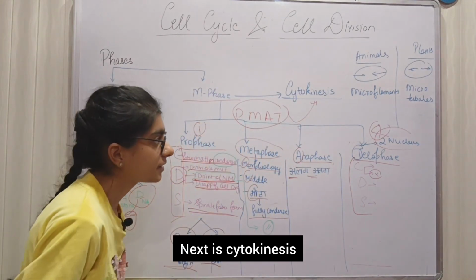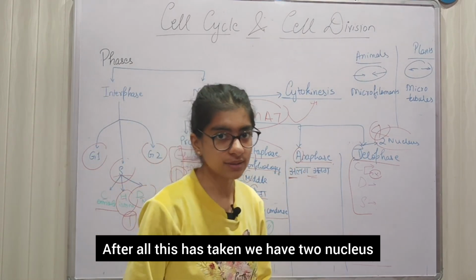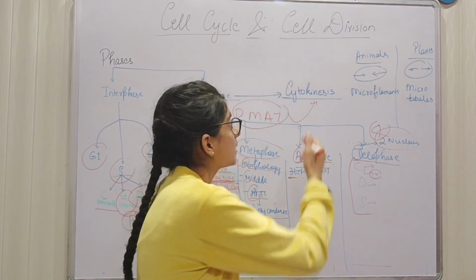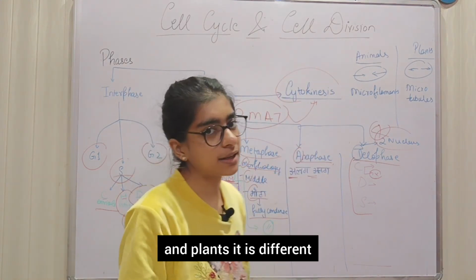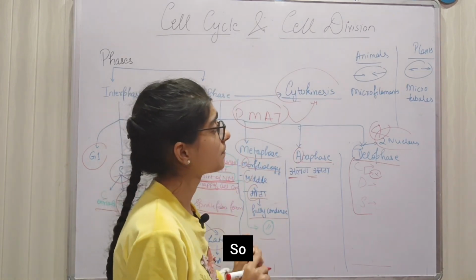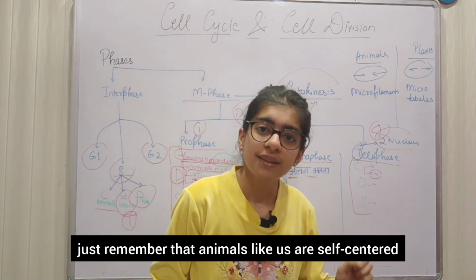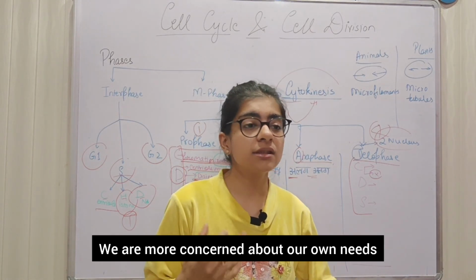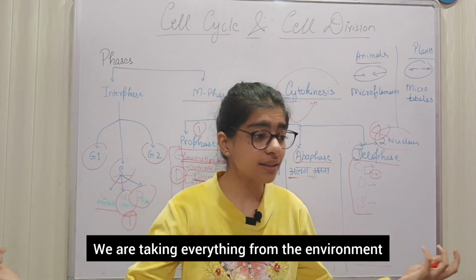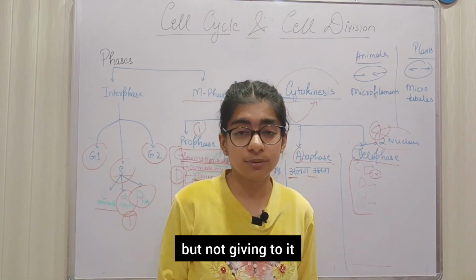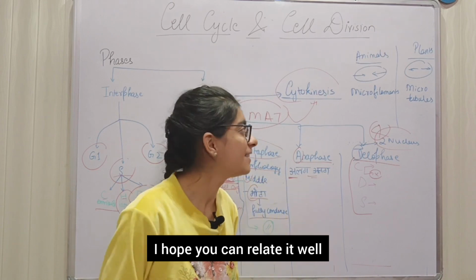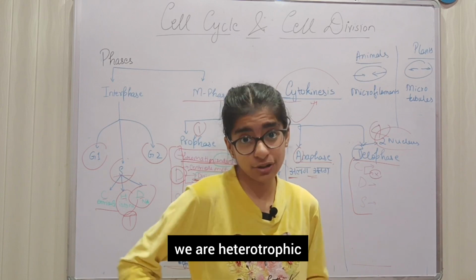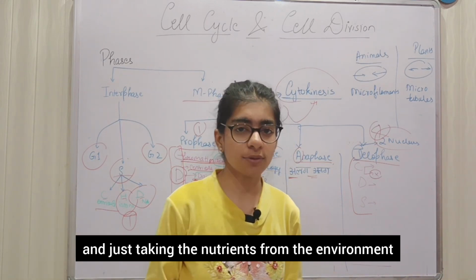Next is cytokinesis. After all this has taken place, we have two nuclei. Now we want the two nuclei to be in different cells, right? Then cytokinesis. In animals and plants, it is different. So just remember that animals like us are self-centered. We are more concerned about our own needs. We are taking everything from the environment but not giving to it, right? I hope you can relate it well. Not applicable to everyone, but yes, it is a common fact that we are self-centered, we are heterotrophic and just taking the nutrients from the environment.